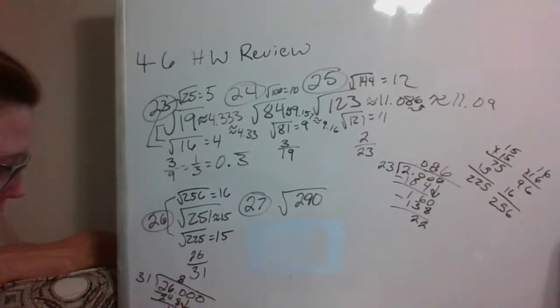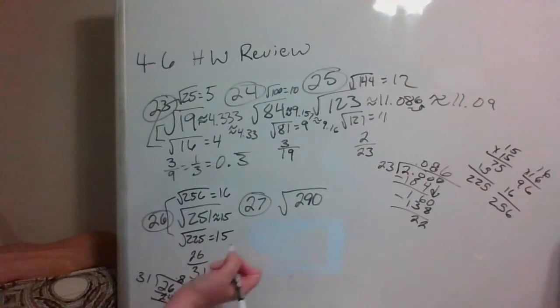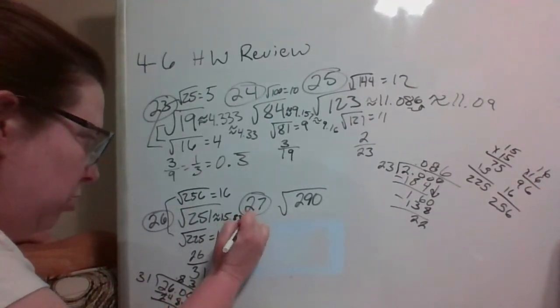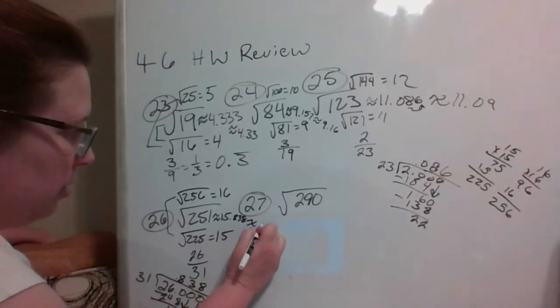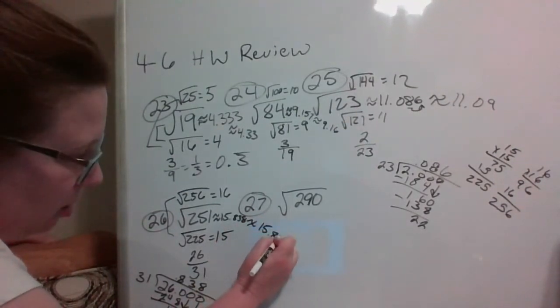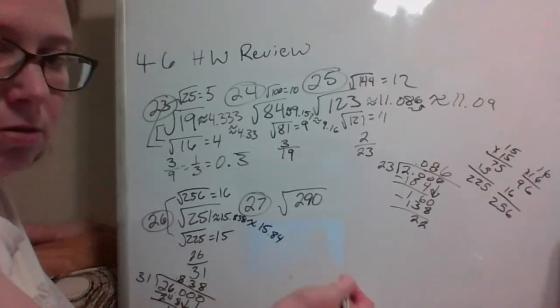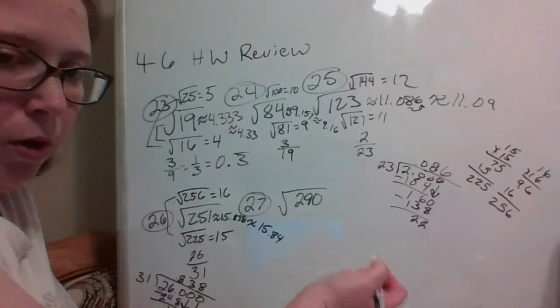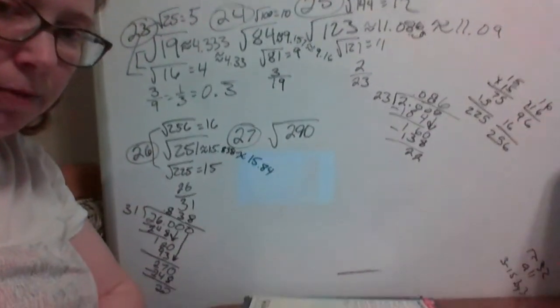Bring down a 0. It's going to be 3. Close to 4. And our last 0 would be 8 again. There we go. So it's going to be 15 and 838 thousandths, which when we round that to the nearest hundredth is going to be 15 and 84 hundredths. You guys can't see that, can you? There you go.